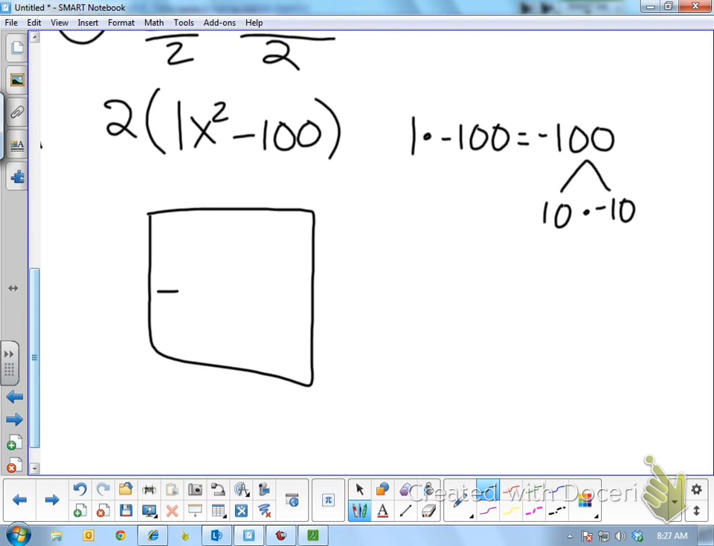We make our box. First term goes in the first box. Last term goes in the last box.